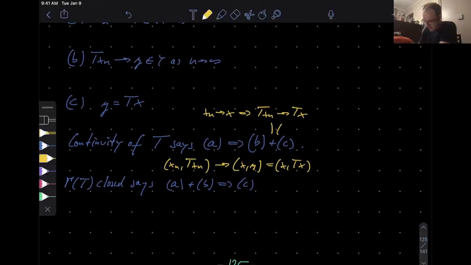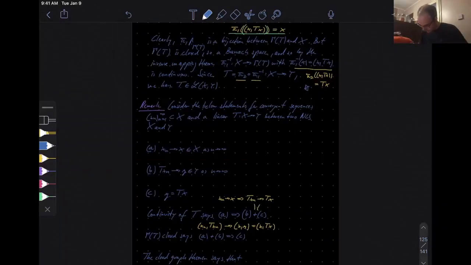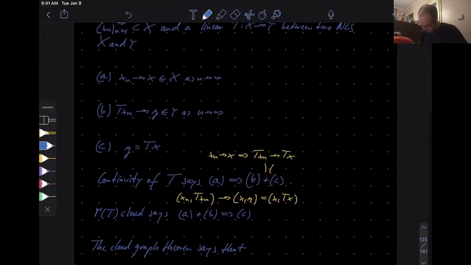And now what does the theorem say? Well, the closed graph theorem says that, let's see, did I prepare anything else? Oh yeah, I have to move this a little bit further up.